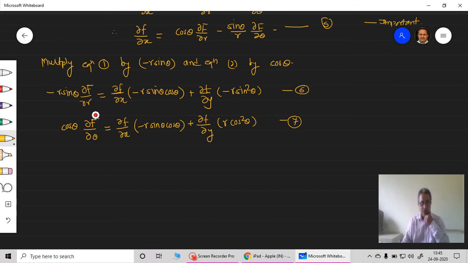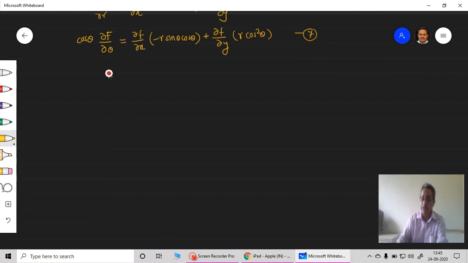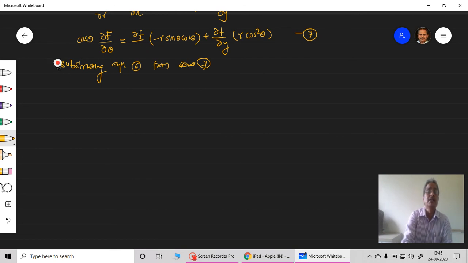Now subtract equation 6 from equation 7. Note that when I subtract, the first part, which was negative, becomes positive. This term is positive and negative, so this one will become negative and the second will be positive. Accordingly one can get this relationship.